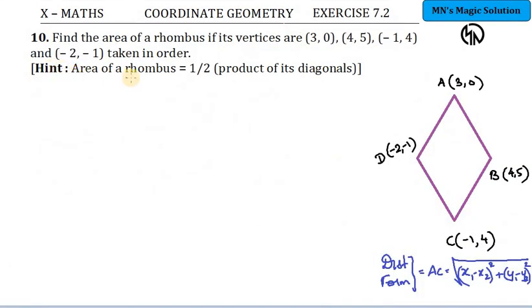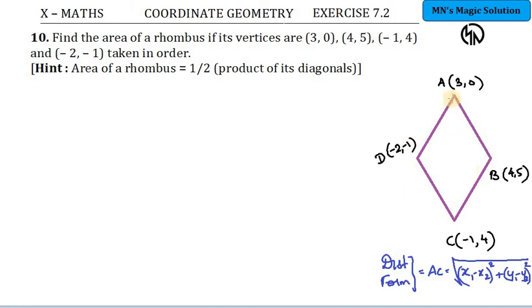Question number 10. This is the last question of this exercise. Find the area of a rhombus if its vertices are given like this and it is all taken in order. இப்போ area of rhombus க்கு formulaவே hint கொடுத்துட்டாங்க, exam hall கொடுக்க மாட்டாங்க. So in your textbook they have given area of rhombus is equal to half of product of its diagonals. Product of its diagonals அப்படினா என்னமா, length of diagonals நம்ம multiply பண்ணணும்னு அர்த்தம்.